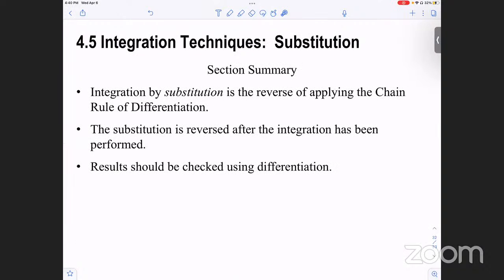And that brings us to the end of this section. Integration by substitution is a reverse of applying the chain rule of differentiation, right? So where we did chain rule, this is a way to undo the chain rule. The substitution is reversed after the integration has been performed, and then results should be checked using differentiation, okay? And in this section, those last couple of ones were a little bit dicey, but we made it.